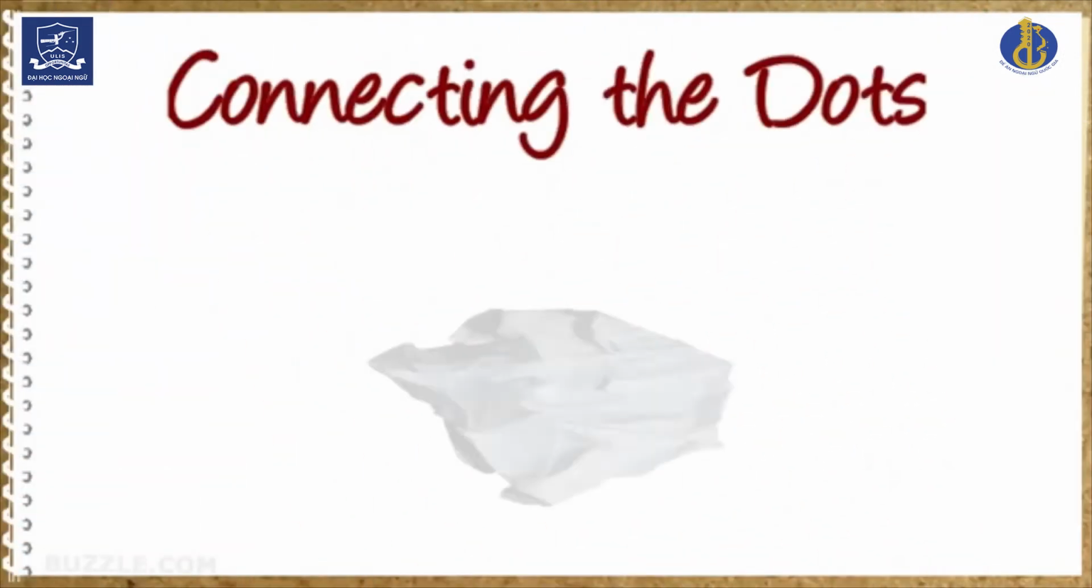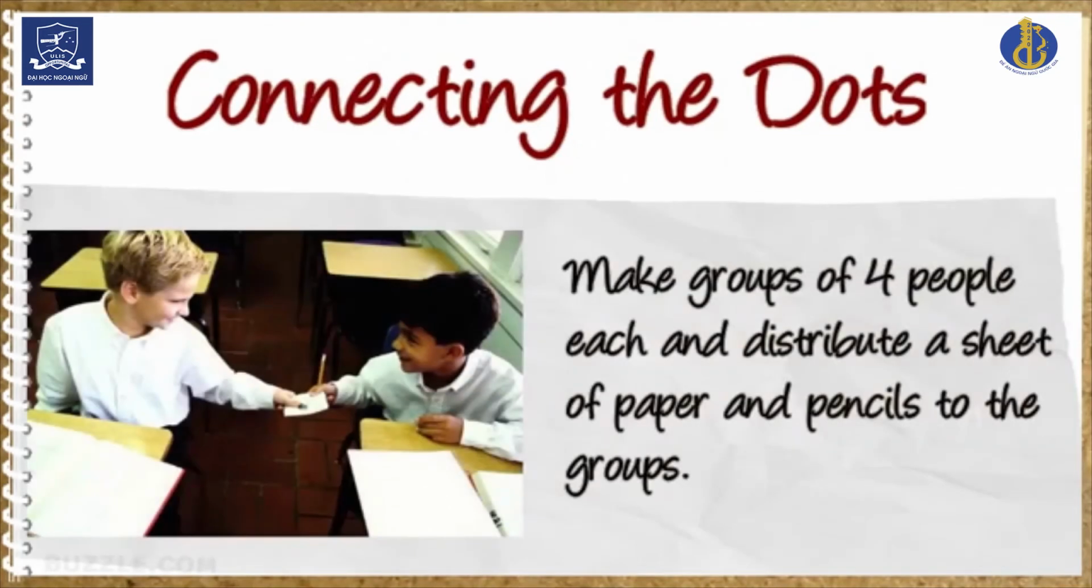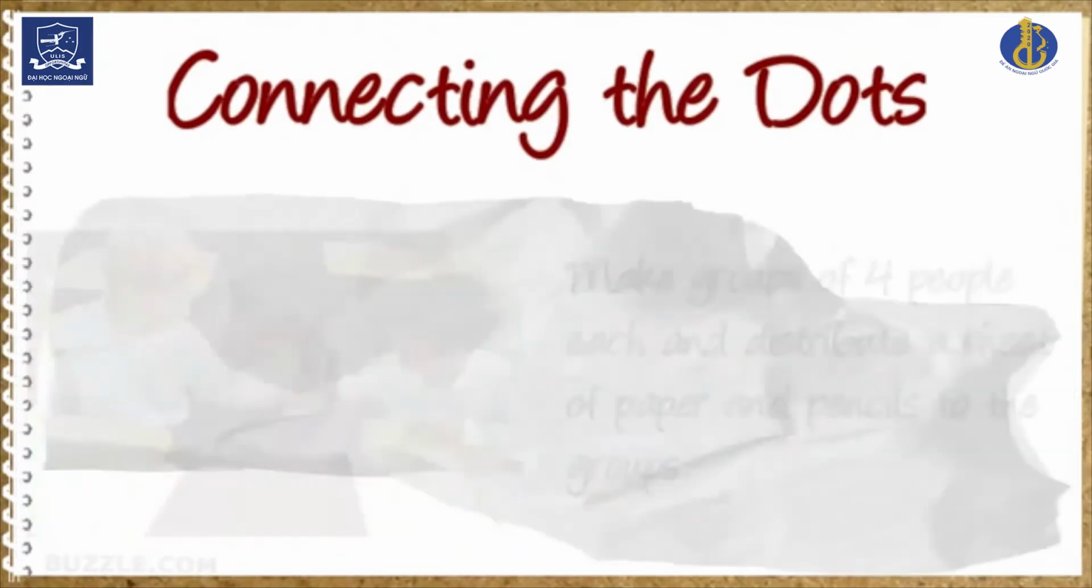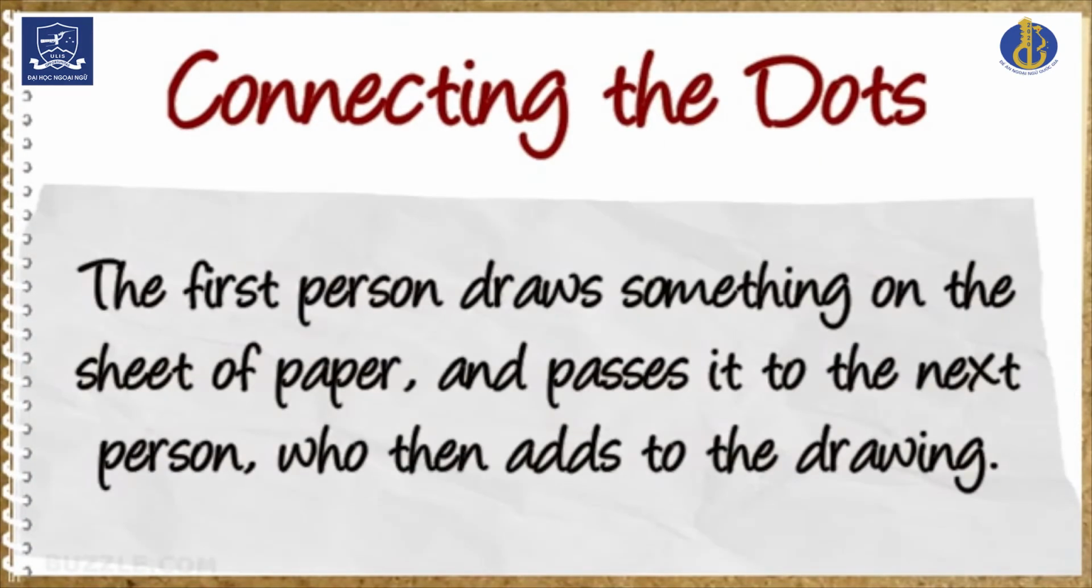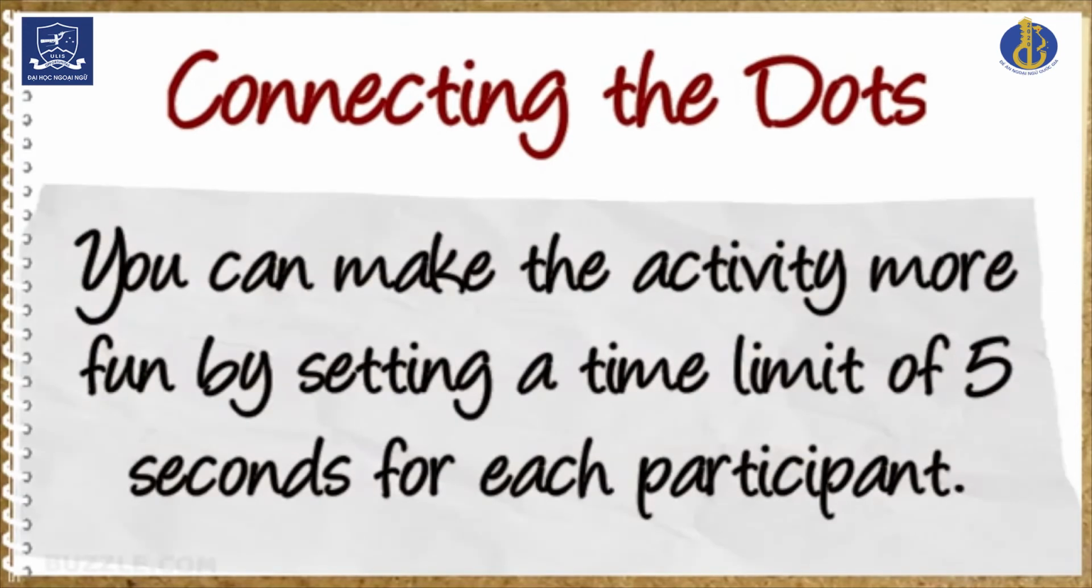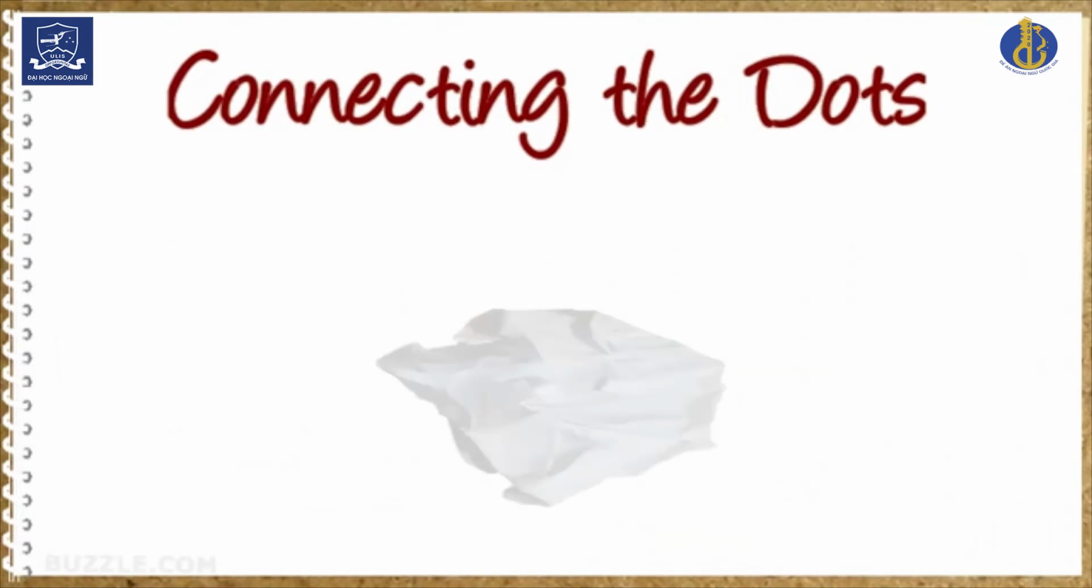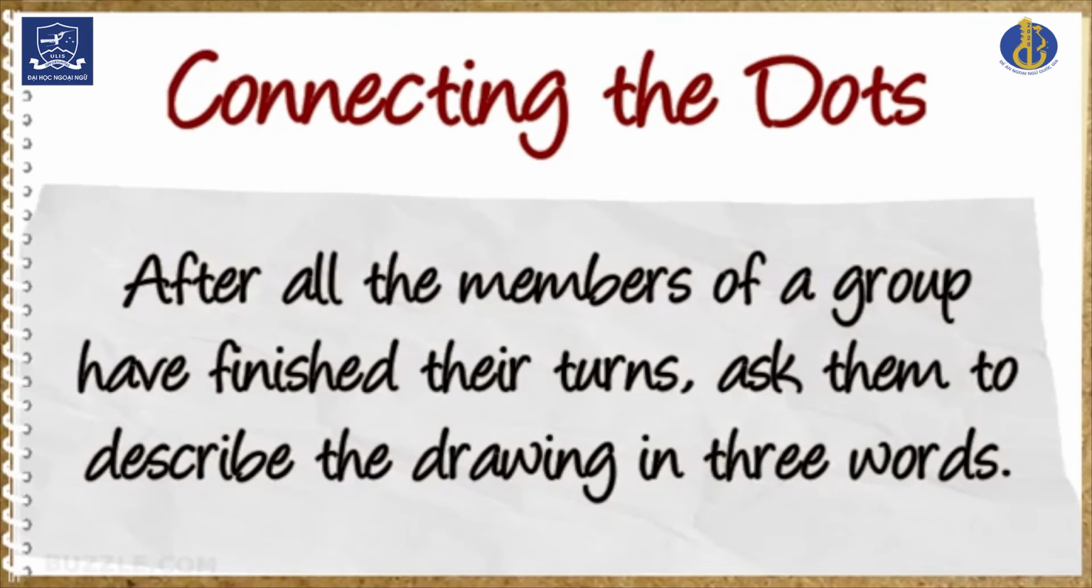Connecting the dots. Make groups of 4 people each and distribute a sheet of paper and pencils to the groups. The first person draws something on the sheet of paper, and passes it to the next person, who then adds to the drawing. You can make the activity more fun by setting a time limit of 5 seconds for each participant. After all the members of a group have finished their turns, ask them to describe the drawing in 3 words.